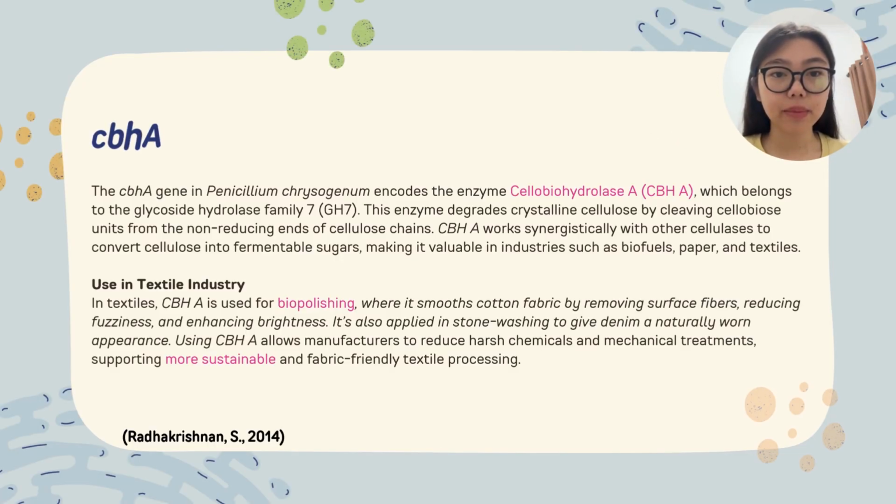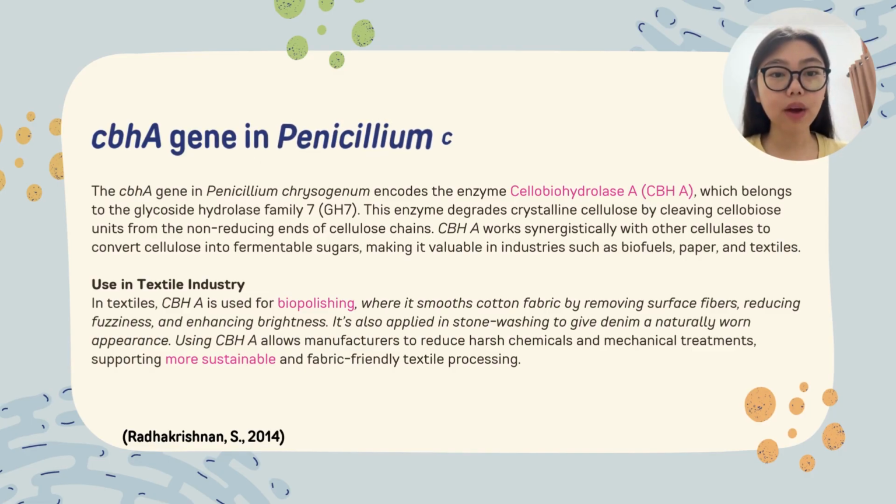The cbHA gene in Penicillium chrysogenum encodes the enzyme cellobiohydrolase A, or cbHA, which belongs to the glycoside hydrolase family 7. This enzyme degrades crystalline cellulose by cleaving cellobiose units from the non-reducing end of cellulose chains. cbHA works synergistically with other cellulases to convert cellulose into fermentable sugars, making it valuable in industries such as biofuels, paper, and textiles.